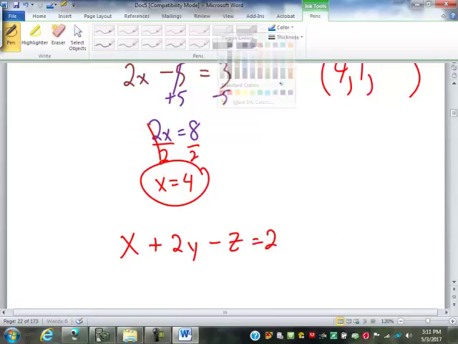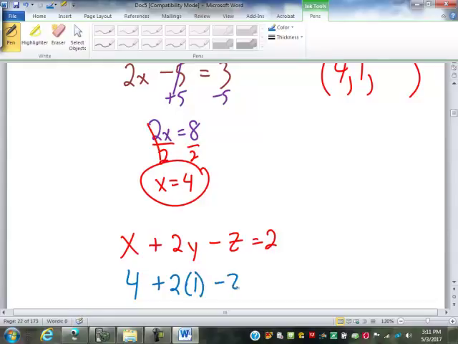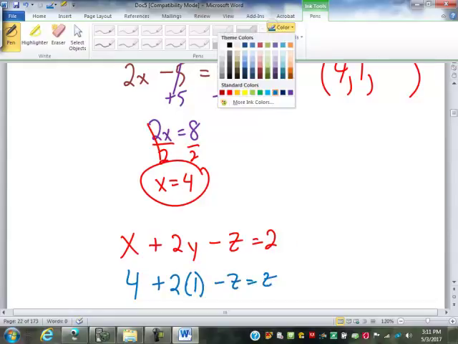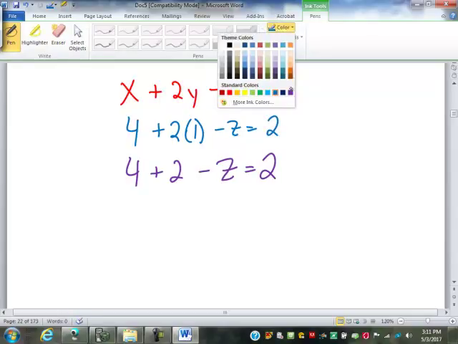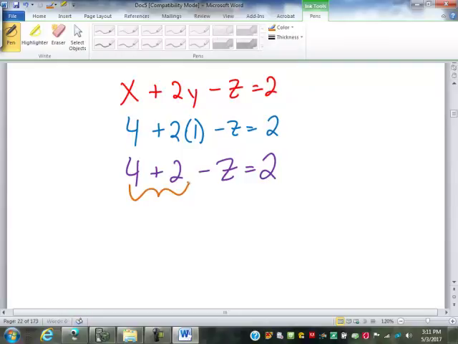And I know that x is 4, so put in 4 there, plus y is 1, so this is 2 times 1, minus z equals 2. Well, I know 2 times 1 is just 2. I'm going to rewrite that so I can actually read it. So now we have 4 plus 2 is 6. So 6 minus z equals 2.